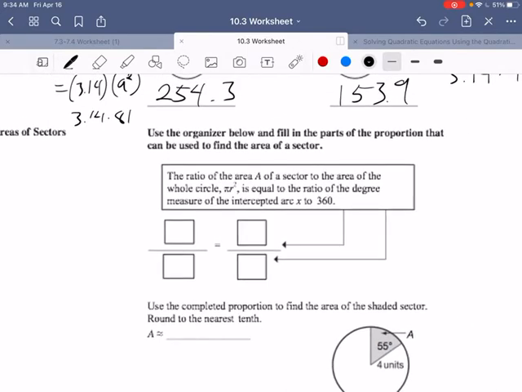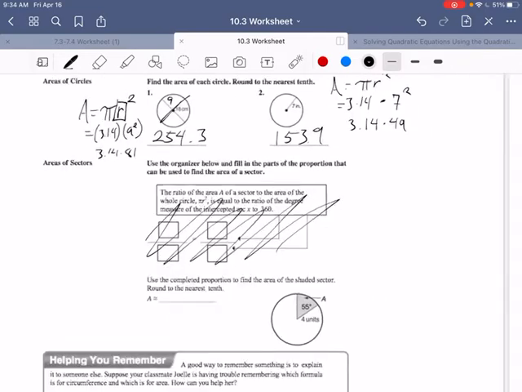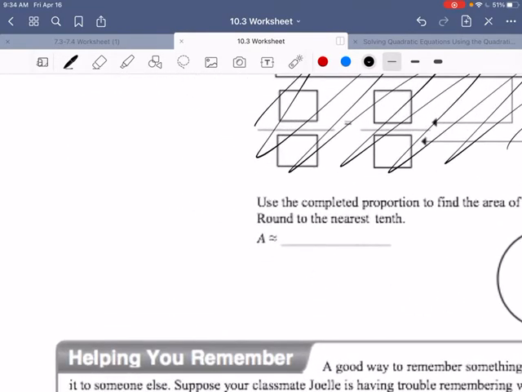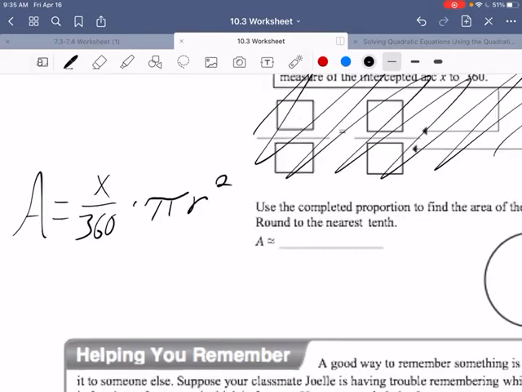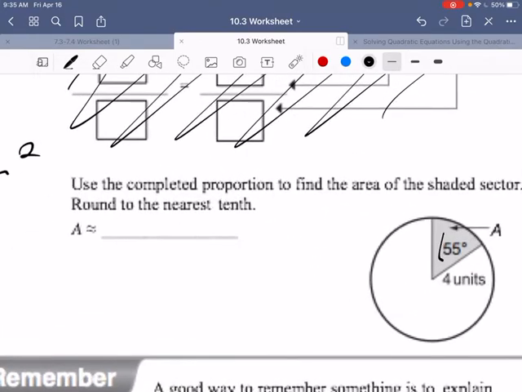This is not important. What we are going to do is use our formula for area of a circle sector. So you might want to write this down. It's good practice. Probably put that in your notes. Very important to have. Area of a circle sector is going to be x over 360 times pi r squared. Alright, our x is our degrees right here, and our radius is 4 right here.